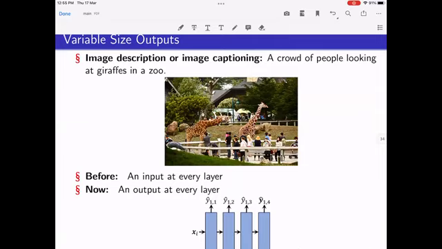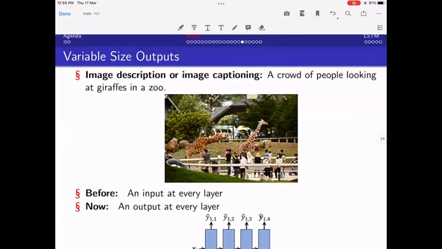Okay, so we have seen the variable size inputs. You have a sequence of inputs, and the inputs can be of variable size. But what about the case of variable size outputs? We can have outputs at every layer. For example, the image description or image captioning application. You are giving this image as an input. So the input is one single image, but the output is this many words, and it can be different for different images.